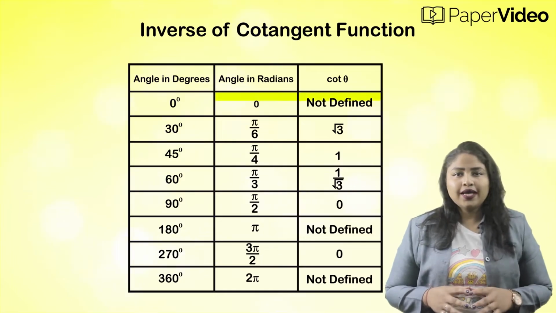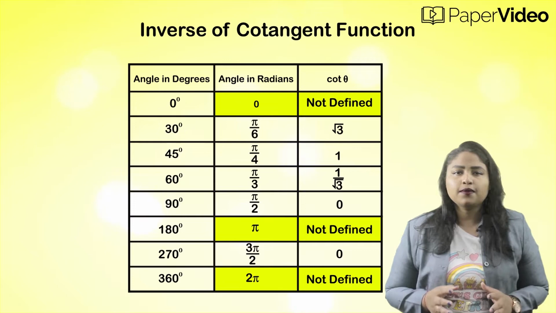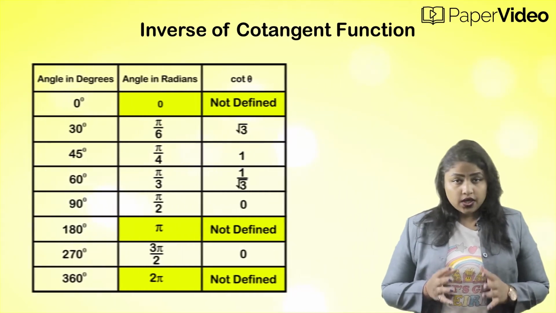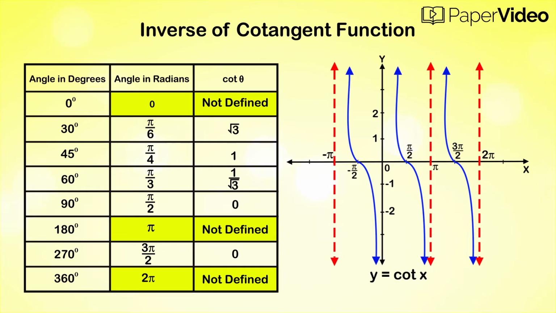From this table, we can say that the cotangent function is not defined for all multiples of pi. So, the graph of the cotangent function looks like this. In the graph, we can see that there are no curves for minus pi, pi and 2 pi because cotangent function is not defined for all multiples of pi.